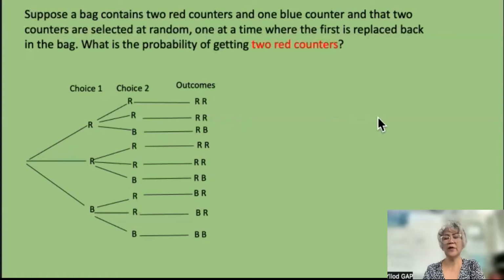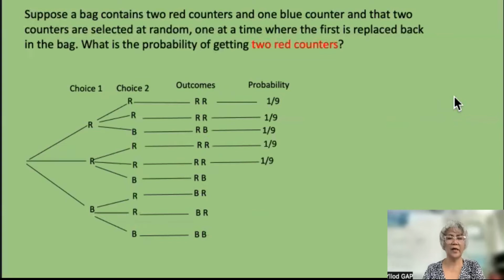Okay, now let's have a look at the probabilities. So since there are 1, 2, 3, 4, 5, 6, 7, 8, 9 outcomes, each one of them will be 1 over 9. So 1 over 9, 1 over 9, and you will see that the total of all of these probabilities would be, of course, equal to 9 over 9 or 1.